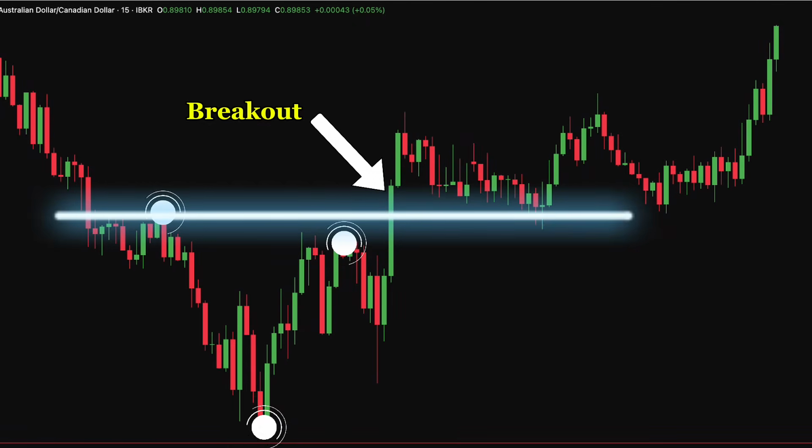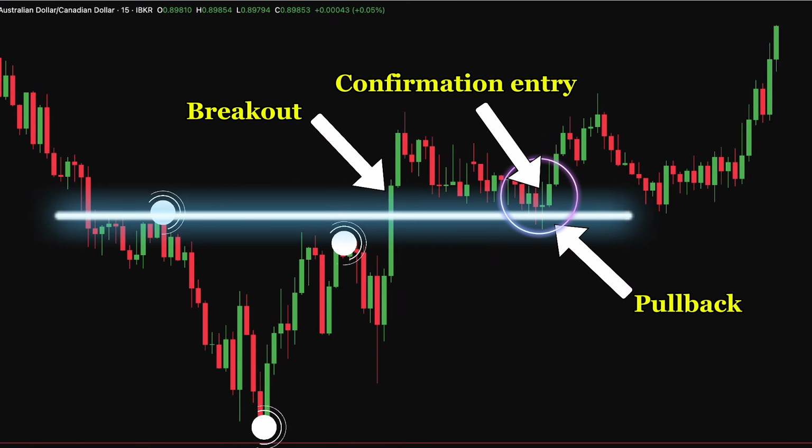Price breaks above the neckline, confirming the reversal. It then pulls back to retest the neckline, which now acts as new support. Wait for confirmation, bullish engulfing candle, a pin bar, or strong lower timeframe reaction. Enter long on the rejection. Stop loss just below the neckline or below the right shoulder. Target: the height from head to neckline, projected upward from the breakout point.